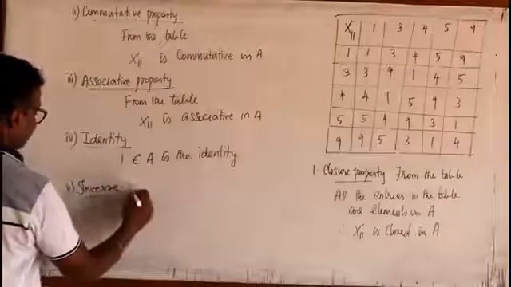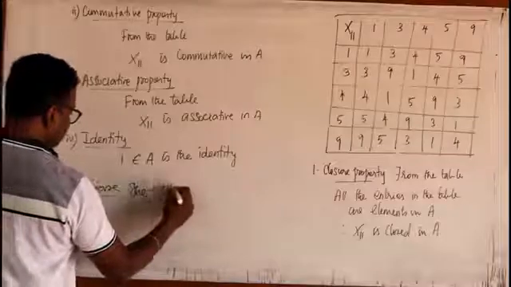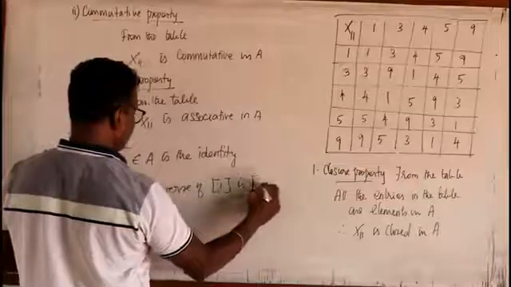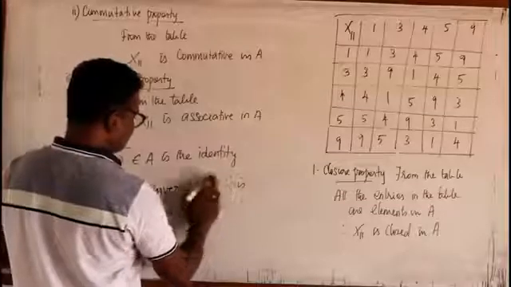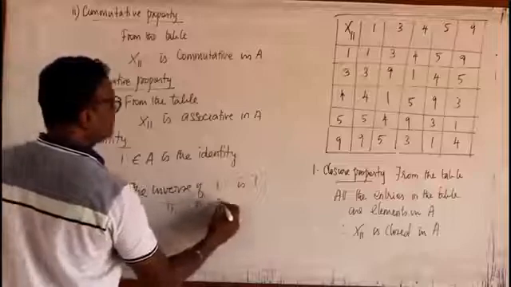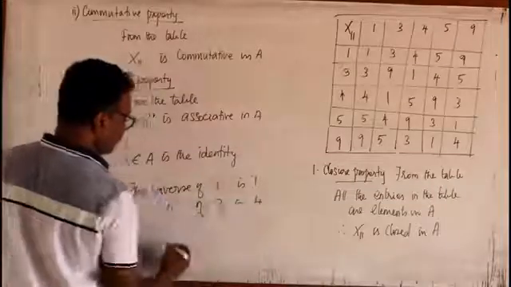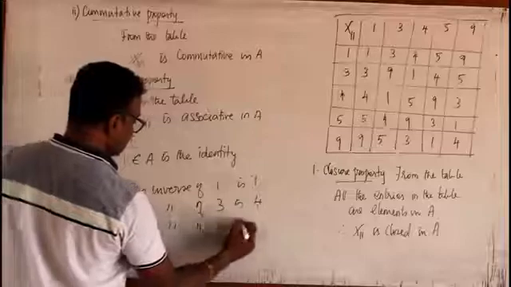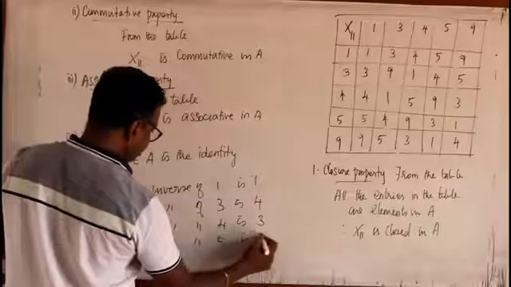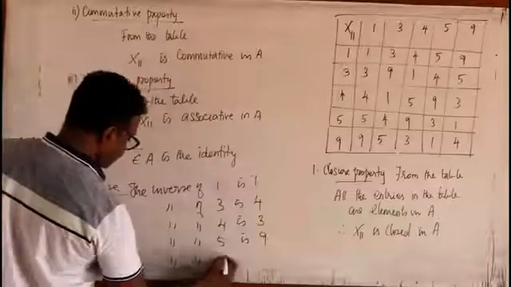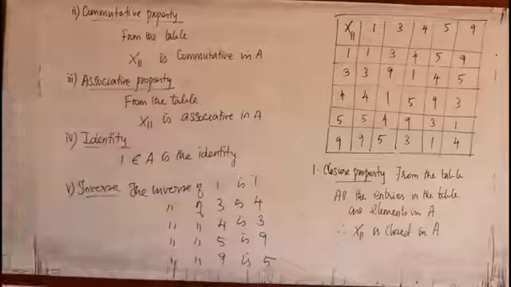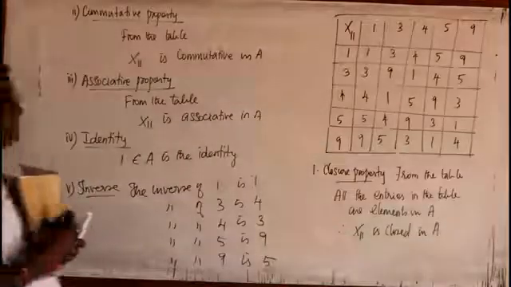So straightly, the inverse of 1 is 1. Okay, no need to go for square numbers also. 1 is 1. The inverse of 3 is 4. The inverse of 4 is 3. The inverse of 5 is 9. And the inverse of 9 is 5. With that, this problem is over. With that, all the examples are over.